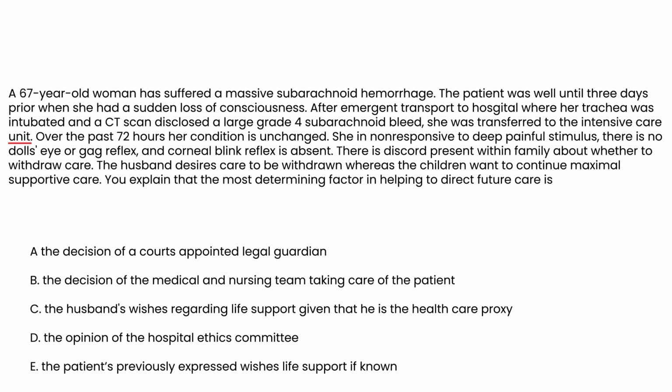All right. First one. 67-year-old woman has suffered a massive subarachnoid hemorrhage. Patient was well until 3 days prior when she had a sudden loss of consciousness. After emergent transport to the local hospital where her trachea was intubated and CT scan disclosed a large grade 4 subarachnoid bleed, she was transferred to the ICU. Over the past 72 hours, her condition is unchanged. She is non-responsive to deep pain stimulus.